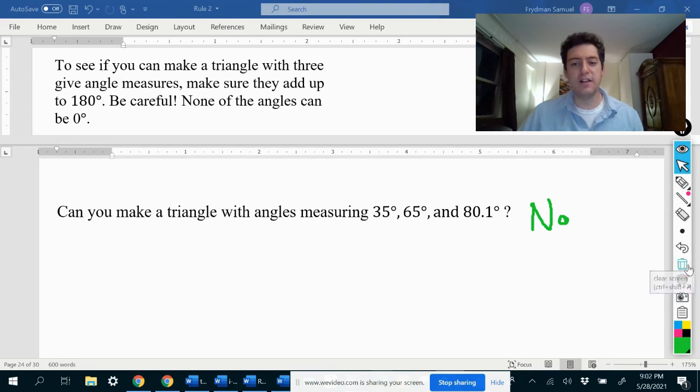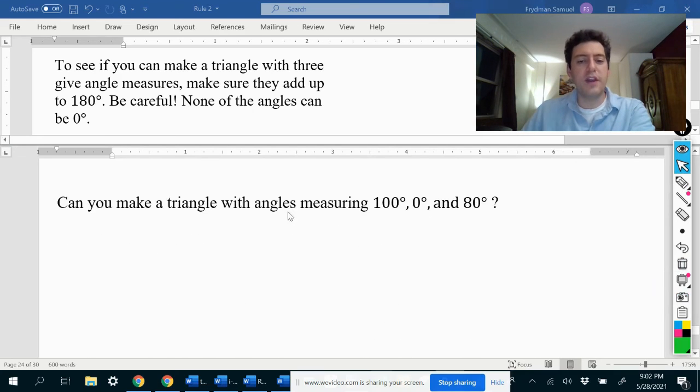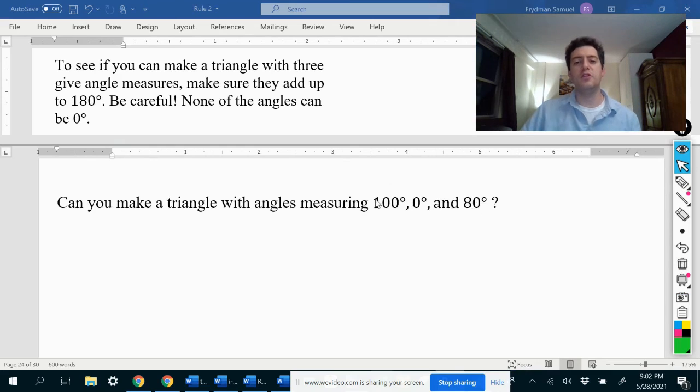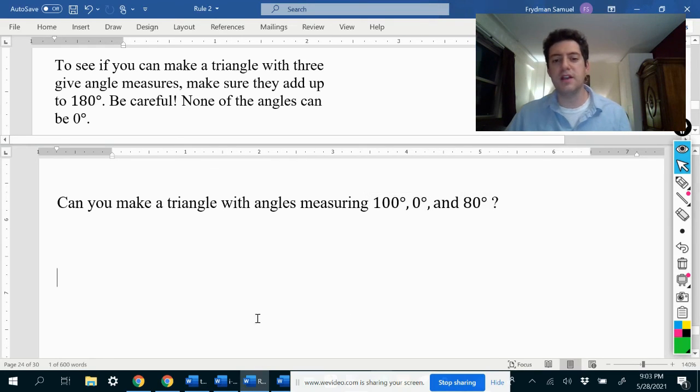Okay, and finally, last question. Can you make a triangle with angles measuring 100 degrees, 0 degrees, and 80 degrees? Well, let's see. 100 plus 0 is 100. 100, and then this plus 80 would be 180 degrees. Exactly. But still the answer would be no, because we can't have an angle which is 0 degrees. Okay, that wouldn't make sense.